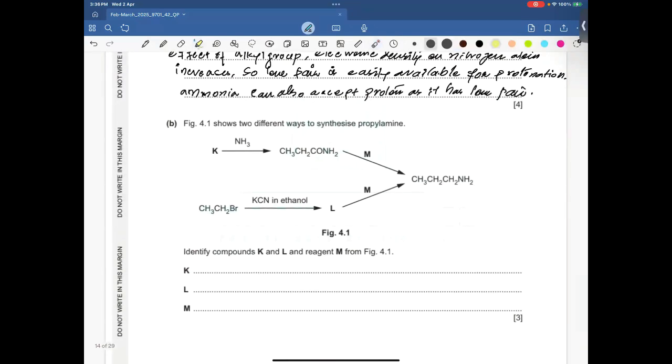Next, part B. Figure 4.1 shows two different ways to synthesize propylamine. This is propylamine. Identify compounds K and L and reagent M for figure 1.2. Okay, amides are formed when acyl halides react with ammonia. So K is going to be the acyl halide.